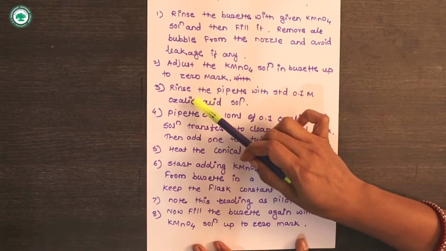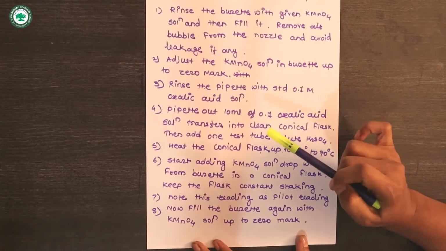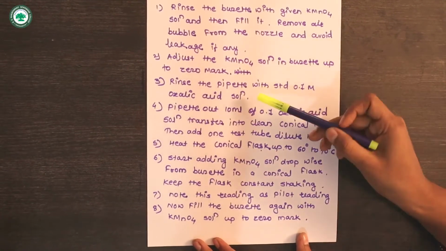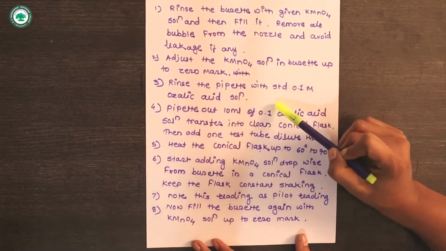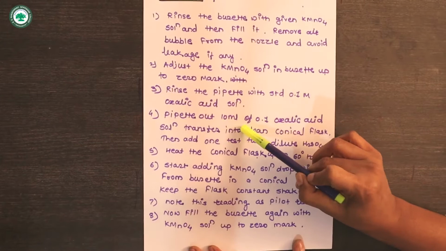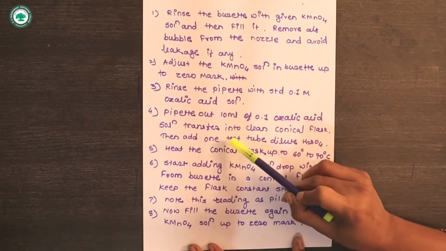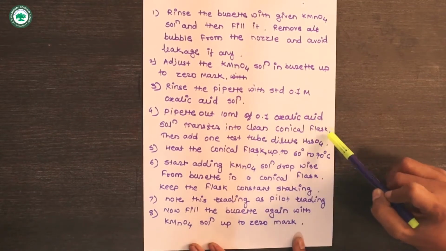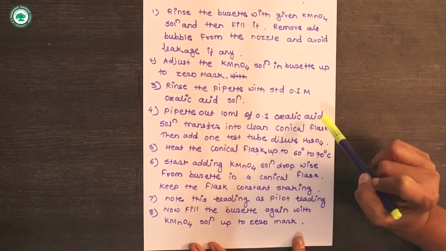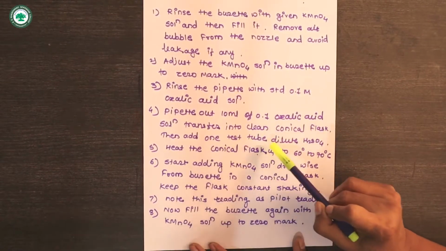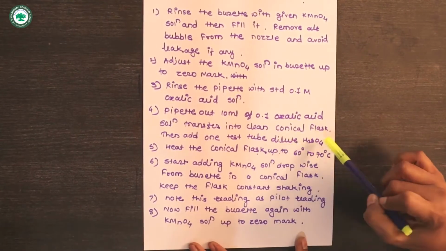Now the third point is to rinse the pipette with a standard solution. Means suck the pipette with the standard 0.1 molar oxalic acid solution. Then pipette out 10 ml of the 0.1 molar oxalic acid solution and transfer it into a clean conical flask. Then add 1 test tube of diluted H2SO4. In this conical flask we add the diluted H2SO4.